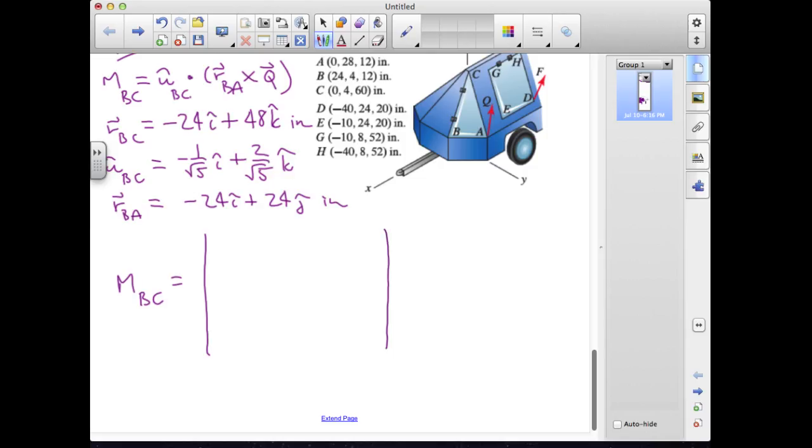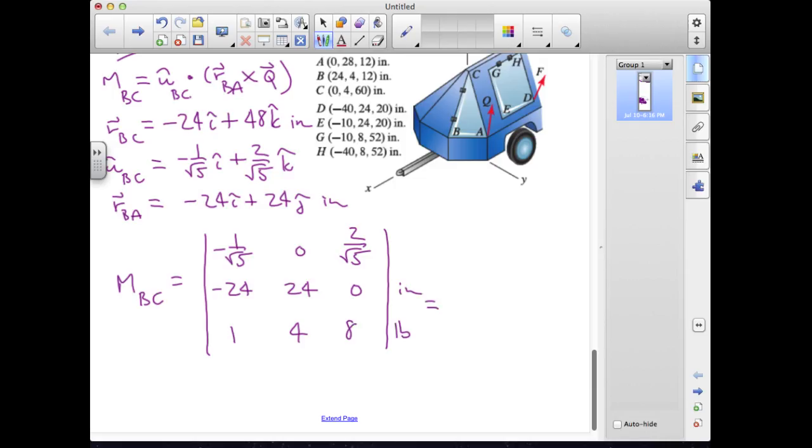Again, I use the mixed triple product. Our components of the unit vector are minus 1 over root 5, 0, and 2 over root 5. Our components for the relative position vector are minus 24, 24, and 0 inches. And then our force vector Q is 1, 4, and 8 pounds.